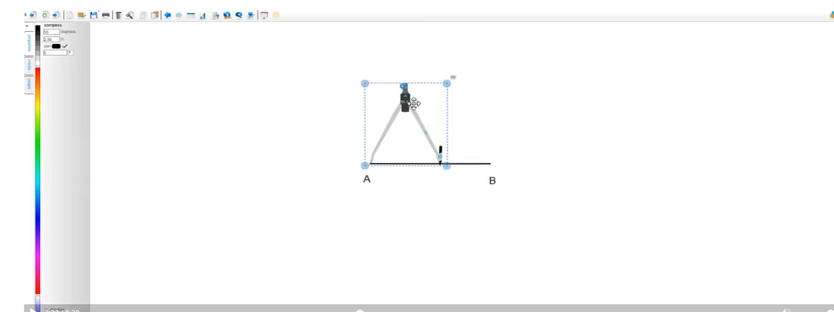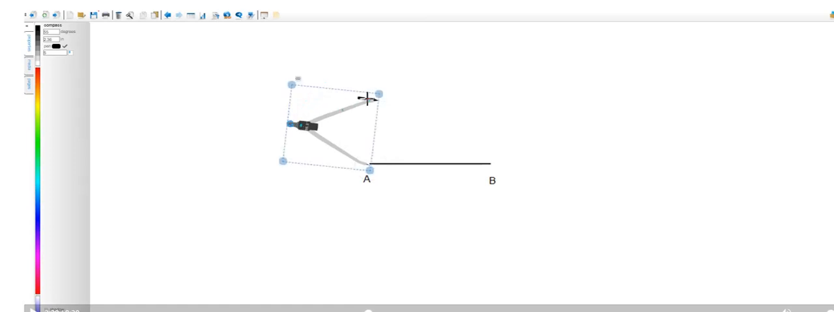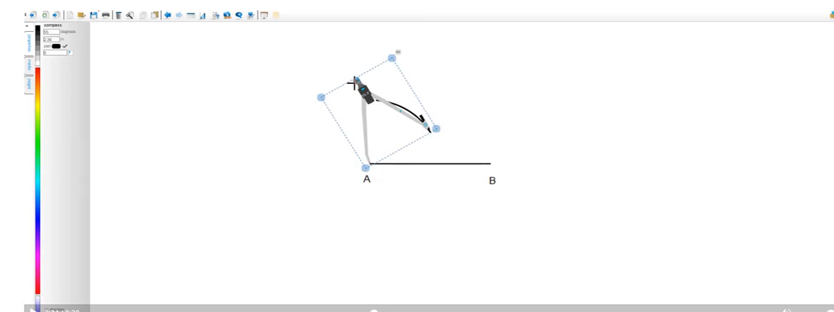And now using this, we have to draw two arcs, one above the line. You can draw bigger arcs to make your life easier. One above AB and one below AB, without touching the legs of the compass, so that you don't have any sort of errors in the measurements or the length of the arc which you've chosen here.